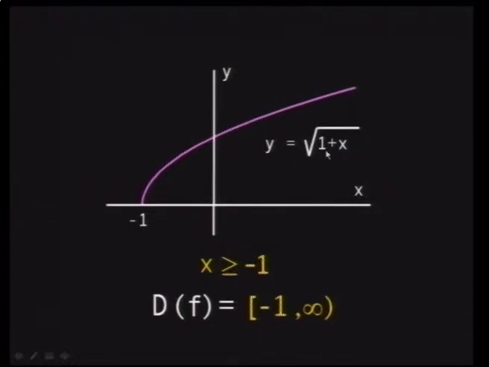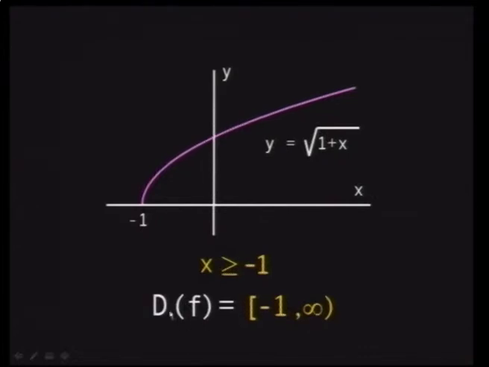We can only start from -1, because this gives you 0. And any value of x greater than -1 will be positive, so we'll accept this value. So we say in this case that the domain of this function starts from the value of -1. In other words, the domain of f ranges in the closed interval from -1 till infinity.